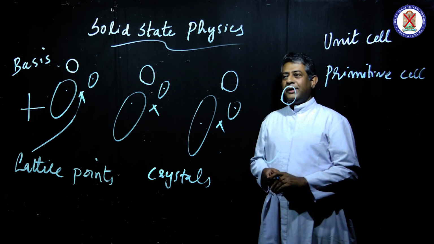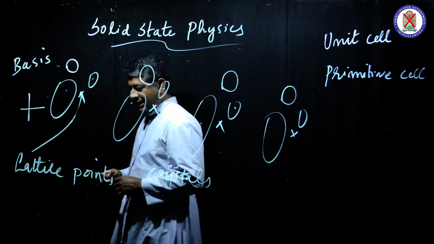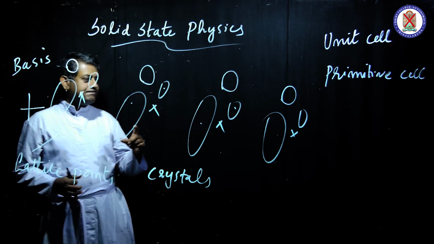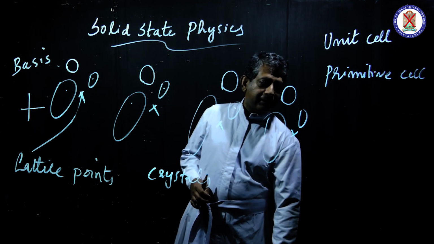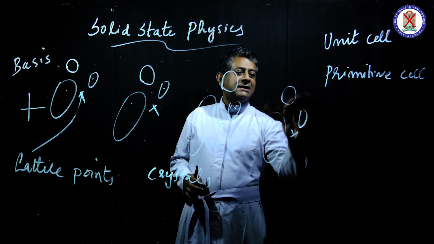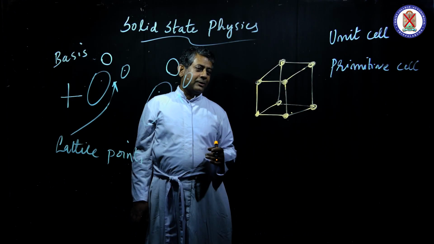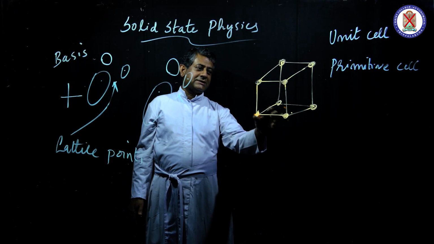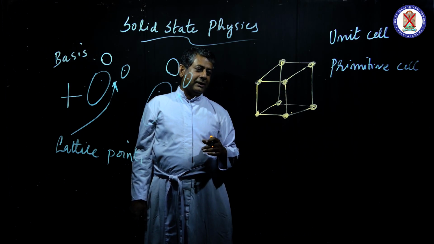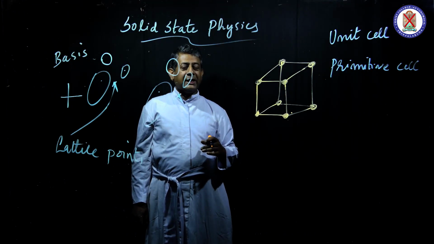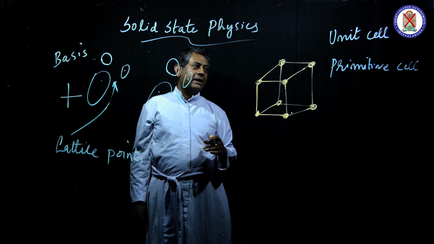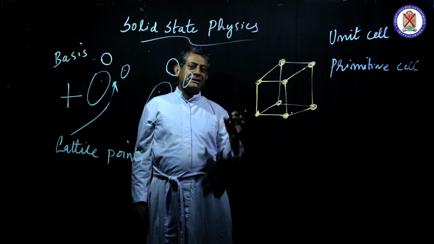For example, in order to make this concept of lattice point more clear, let us come to a very small example. Okay, I've drawn a simple cube and I'm going to enumerate the number of lattice points that are inside this cube.